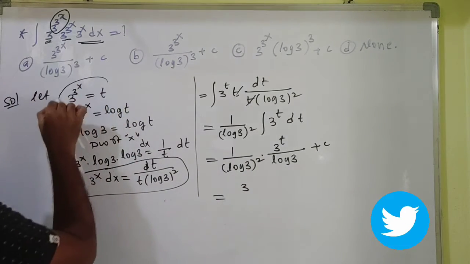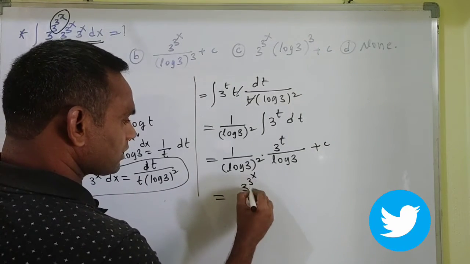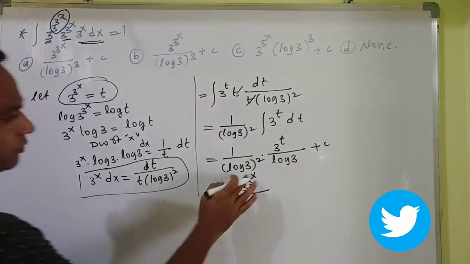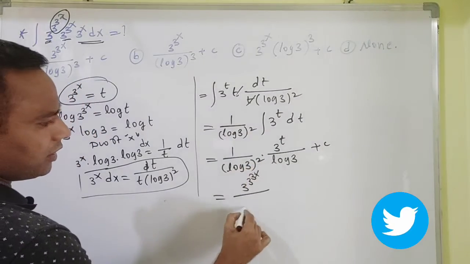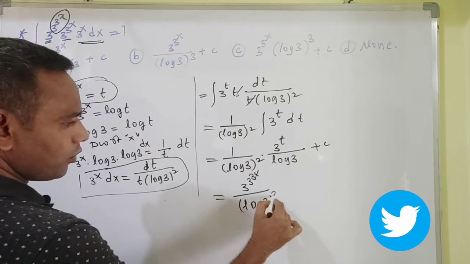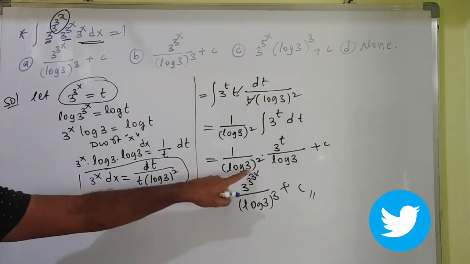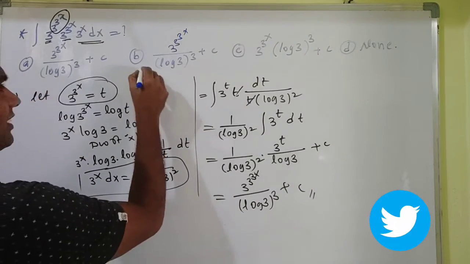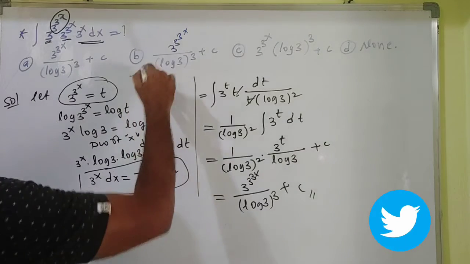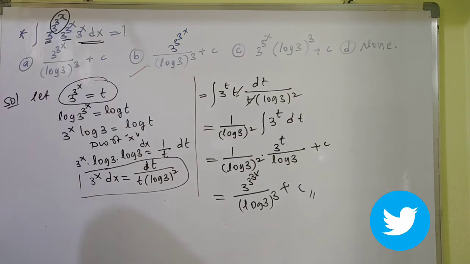Now t is 3 to the power of 3 power x, and the denominator is log 3 whole square into log 3, that means log 3 whole cube, plus c. So the answer is 3 to the power of 3 to the power of 3 power x by log 3 whole cube plus c. This is the second option.